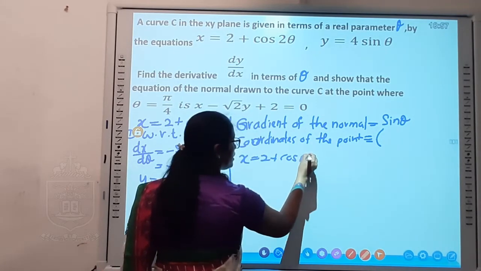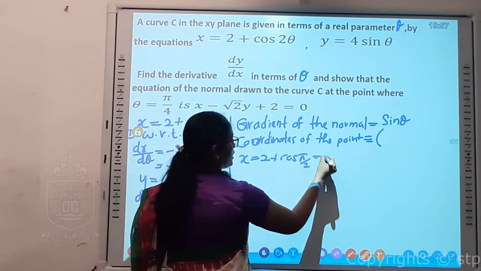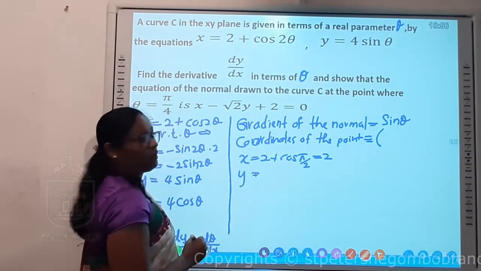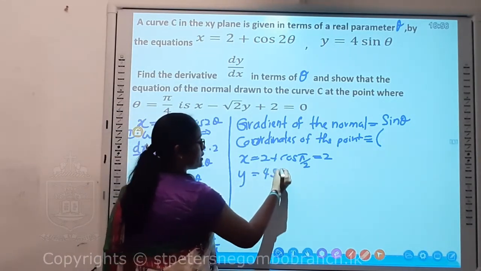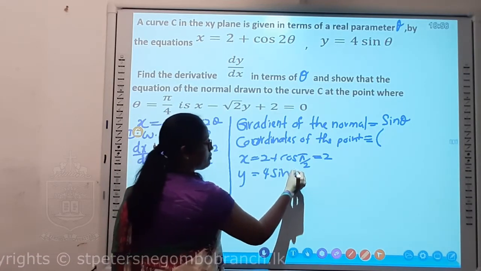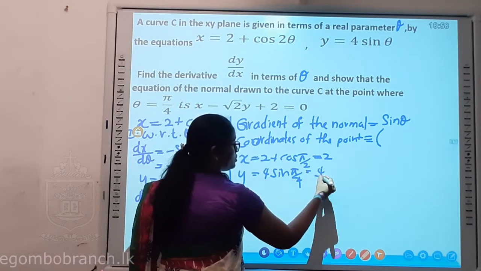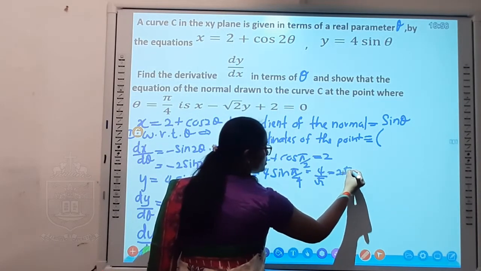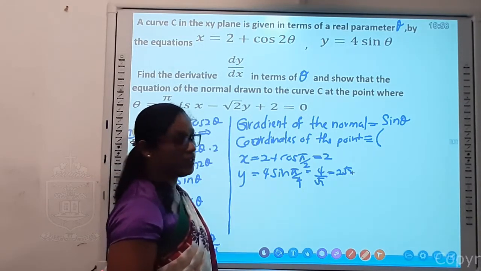So this is 5π/2. We know that cos(5π/2) becomes 0, so the x coordinate is 2. In the same way we can find y. Y means 4 sin θ, where θ here means 5π/4. So 4 over root 2. If we simplify, this will be 2 root 2. Right? So the x coordinate is 2 and the y coordinate is 2 root 2.